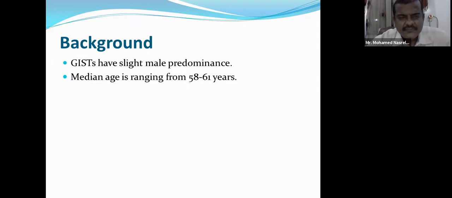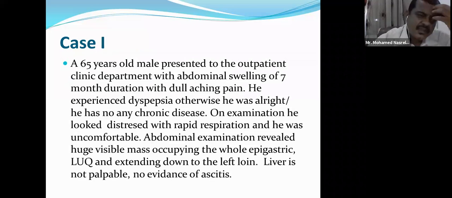GIST has a slight male predominance, and the median age found in many studies ranges from 58 to 61 years. Here I will present three cases. Case number 1 is a 65-year-old male who presented to the outpatient clinic with abdominal swelling of 7 months duration, with only dull aching pain.